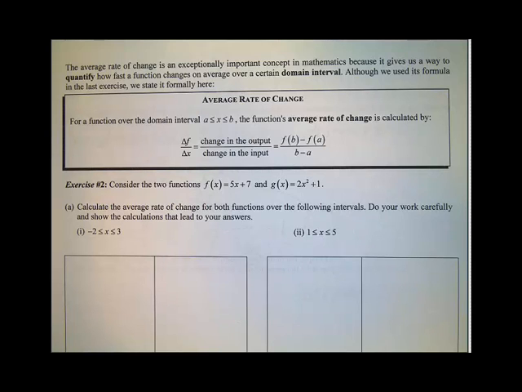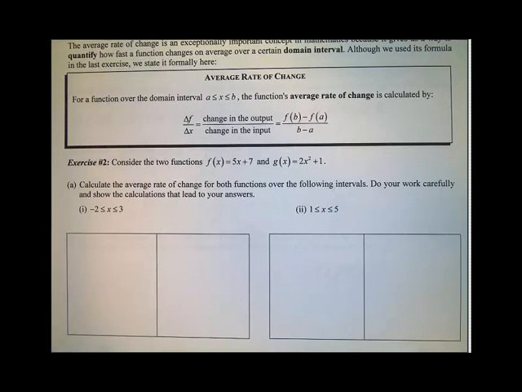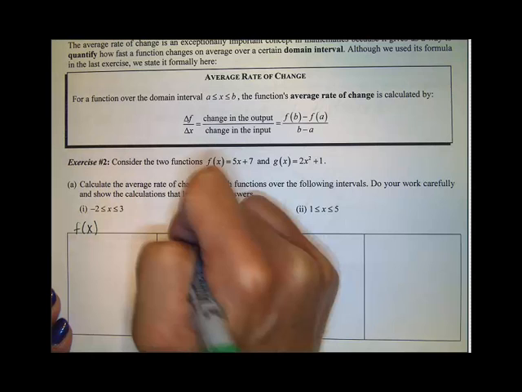Consider the two functions f of x and g of x. Calculate the average rate of change for both functions over the following intervals. Do your work carefully and show the calculations that lead to your answers. I will do part I, you will do part II as a try it on your own, and if you have questions you can ask in class. For f of x we'll work here, and for g of x we'll work here.